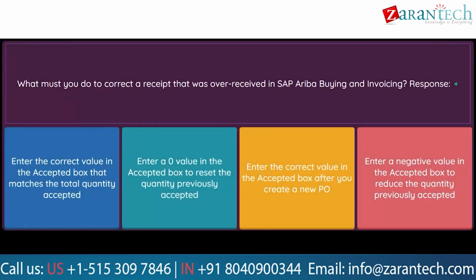Question: What must you do to correct a receipt that was over-received in SAP Ariba Buying and Invoicing? Response: Option 1: enter the correct value in the accepted box that matches the total quantity accepted. Option 2: enter a 0 value in the accepted box to reset the quantity previously accepted. Option 3: enter the correct value in the accepted box after you create a new PO. Option 4: enter a negative value in the accepted box to reduce the quantity previously accepted.